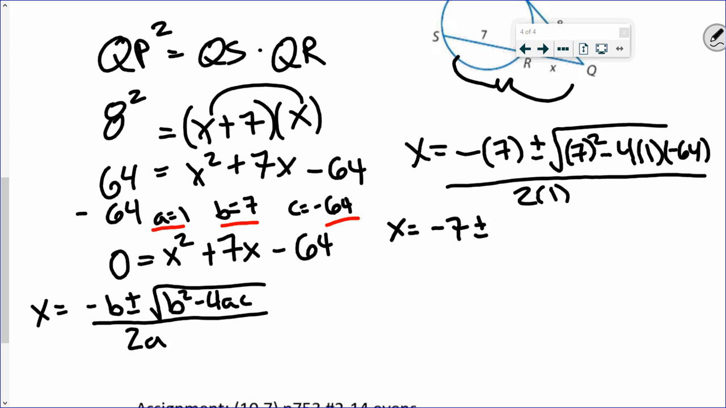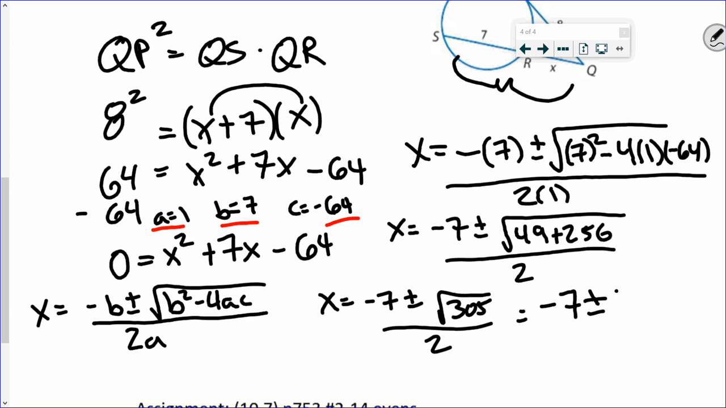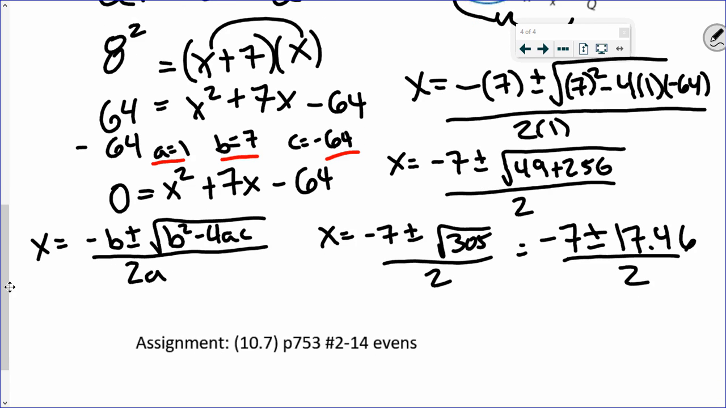So we can simplify, you can go step by step here. We get negative 7 plus or minus square root of 7 squared, 49, negative 4 times negative 64, that's going to be plus 256 all over 2 times 1 is 2. So x equals negative 7 plus or minus the square root of 305. 49 plus 256, 305 all over 2. Here, simplify the square root of 305. Use a decimal here. 17.46, let's use 2 decimal places there, so negative 7 plus or minus 17.46 over 2.